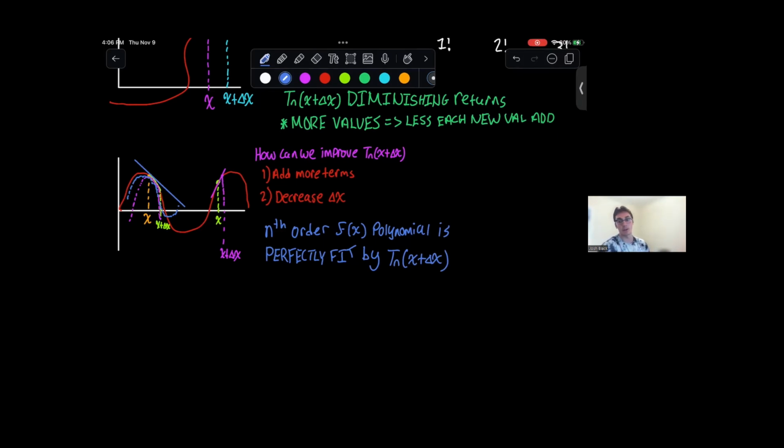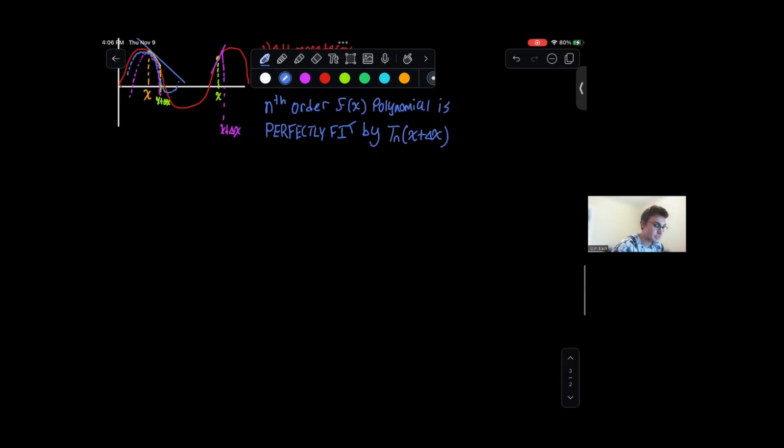Now we're going to look at something called the truncation error. And this is very important in the realm of computer and math, because truncation error is how you get those slight errors from using different methods.